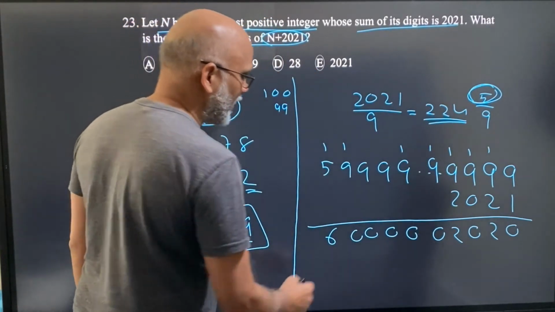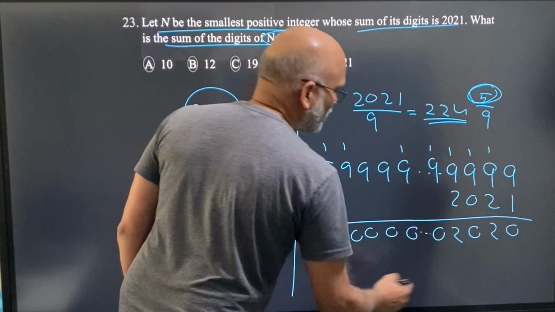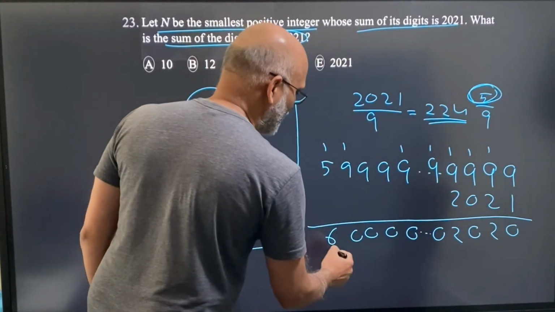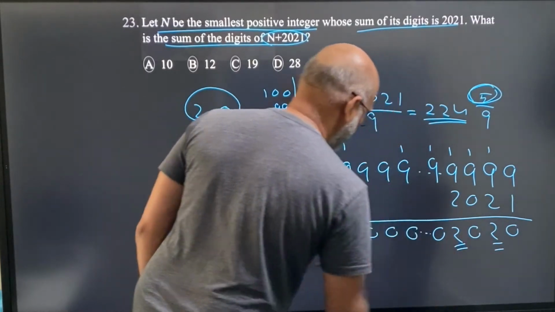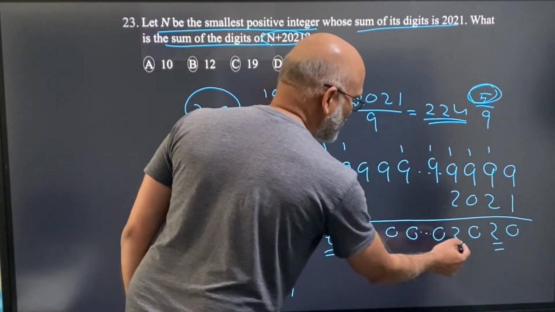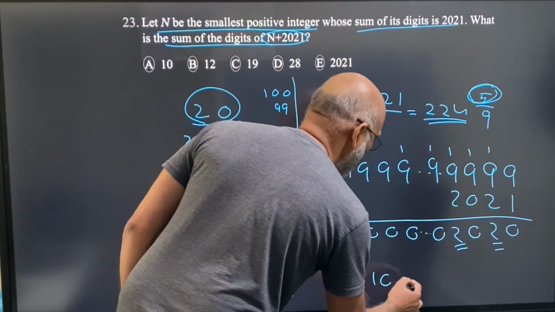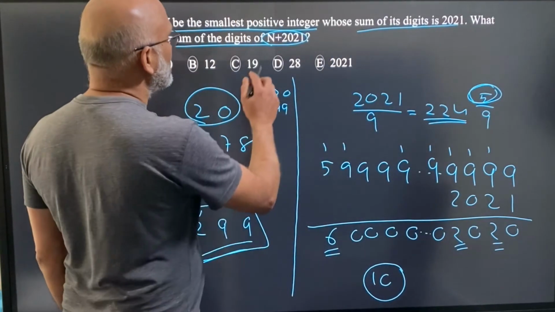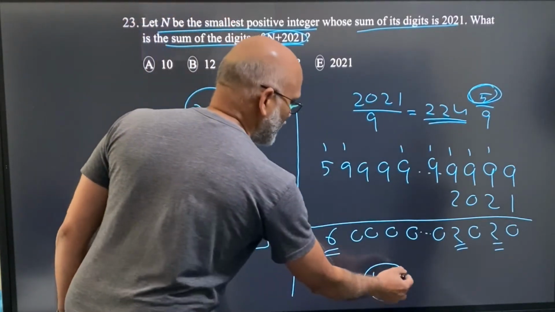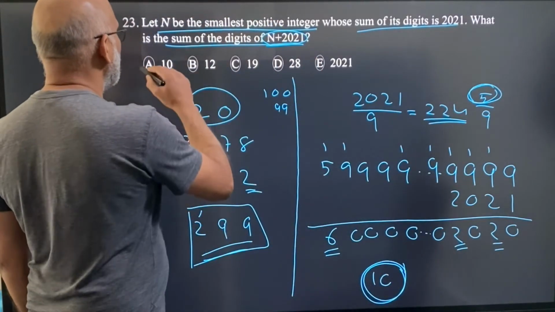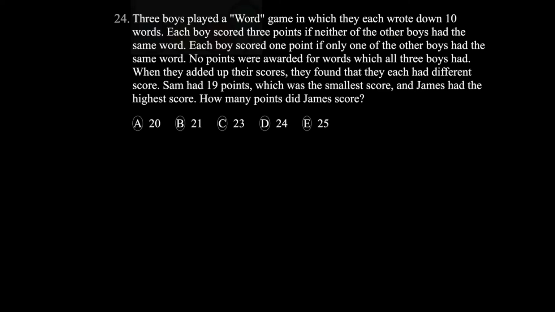So as you can see, I have a bunch of zeros there, and the only things non-zero are the 6, 2, and 2. So 6 plus 2 is 8, plus 2 is 10, right? So the sum of the digits of n plus 2021 is going to be 10, and A is the correct choice.